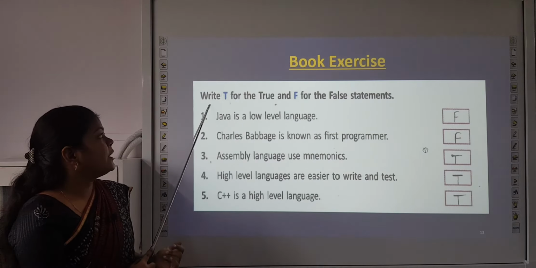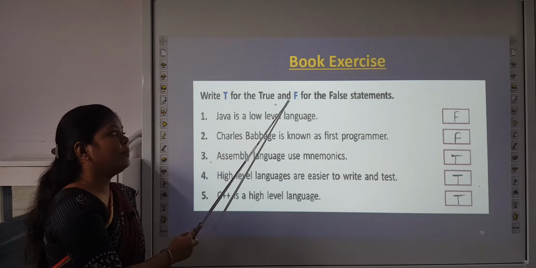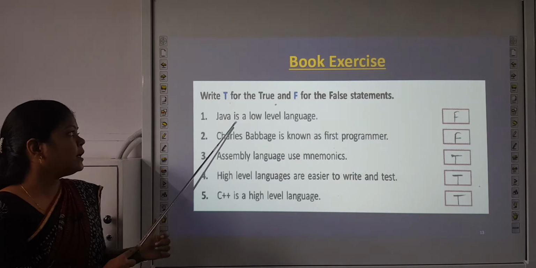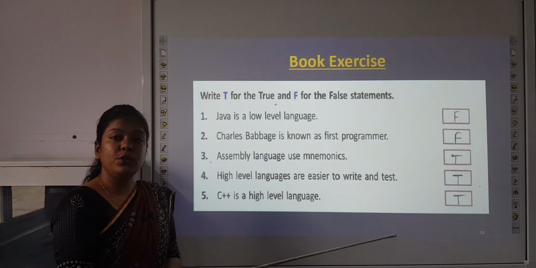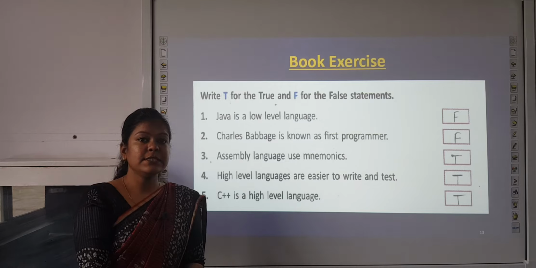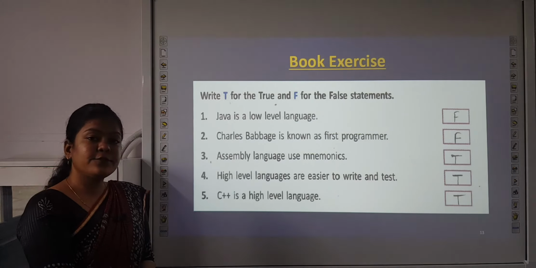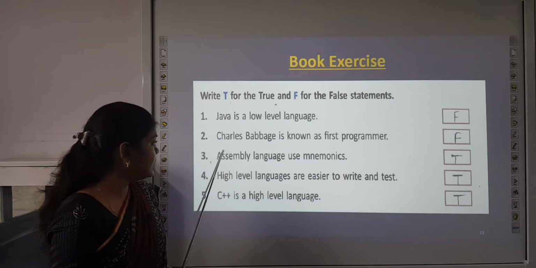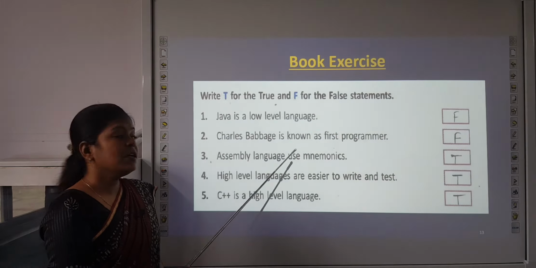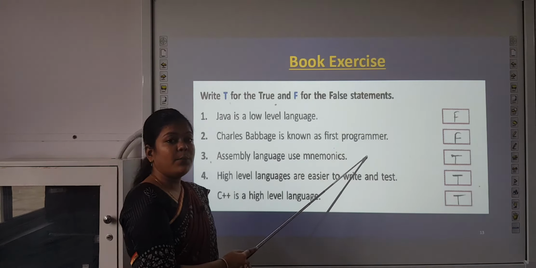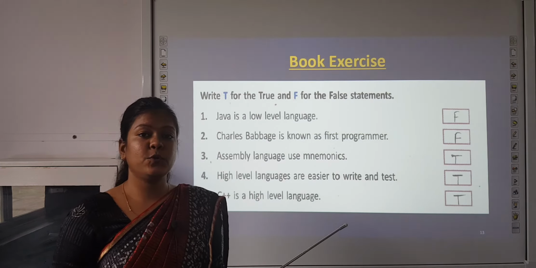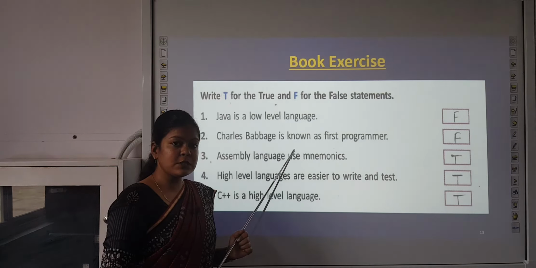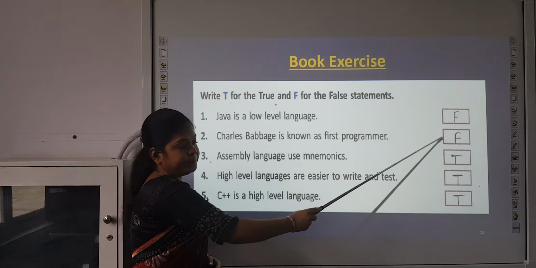Next we have, write T for true and capital F for the false statement. Our first statement is Java is a low level language. No, Java is a high level language, that is why this statement is false. So, you have to write capital F here. Next we have, Charles Babbage is known as first programmer. No, Charles Babbage is not the first programmer, he is the father of computer. So, this statement is also false, you have to write capital F here.